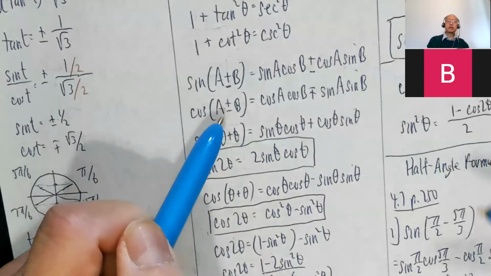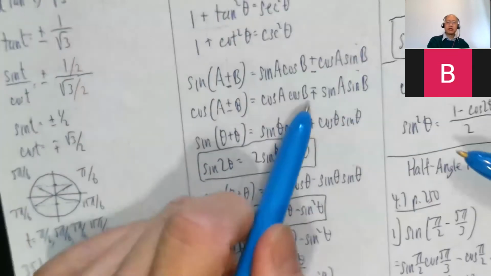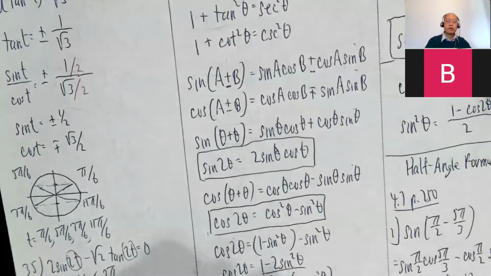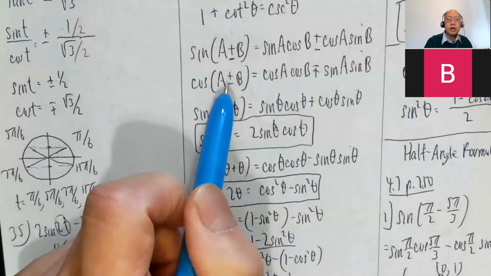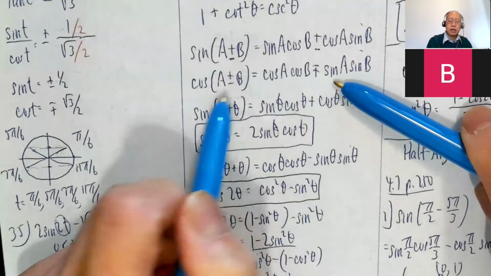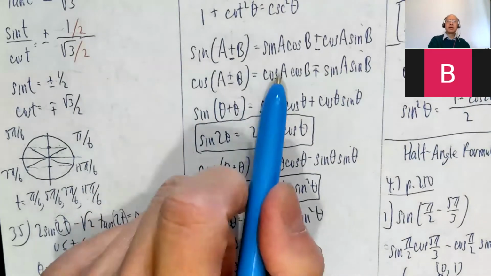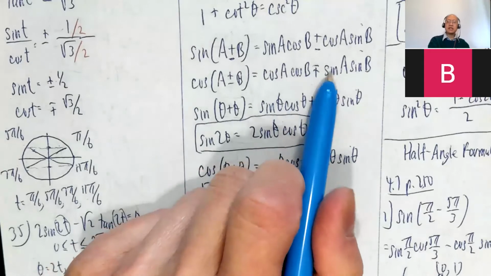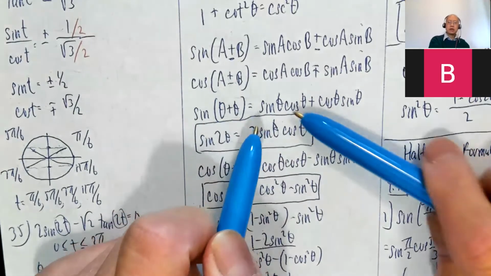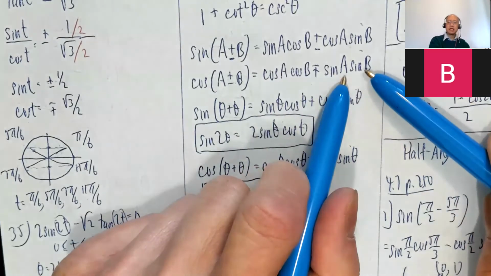Here's the formula for the cosine of a sum or difference, but it's minus plus. The signs actually swap for this identity. So if you have the plus symbol on top, you use the bottom one, and vice versa. So cosine of A plus B is cosine A cosine B minus sine A sine B. And cosine of A minus B is cos A cos B plus sine A sine B.